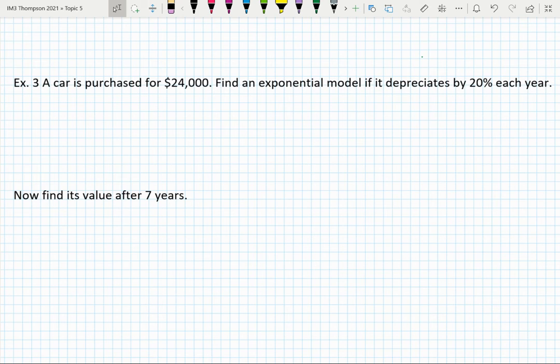So the first part of this problem that we get to do is we get to actually write the model, which just means write the equation and fill in all the information. So I know that these models look like A of t is equal to the initial amount times 1 plus or minus r all to the power of t. And I'm using t. The computer might ask you to use x instead as the input. That's okay. They're the same.